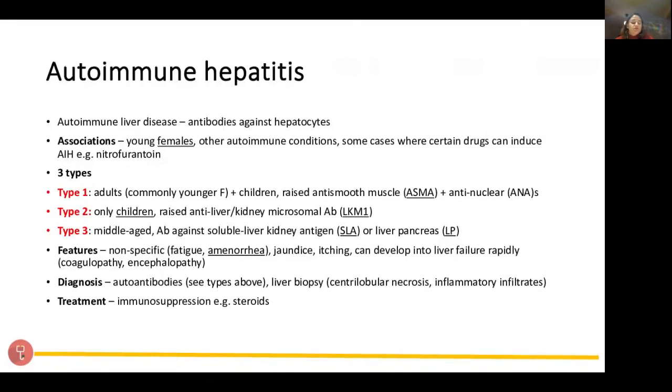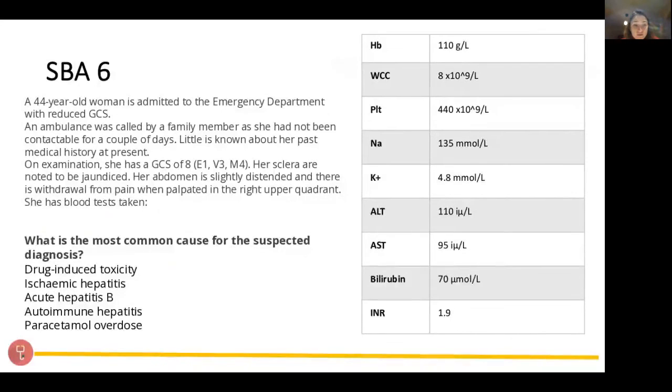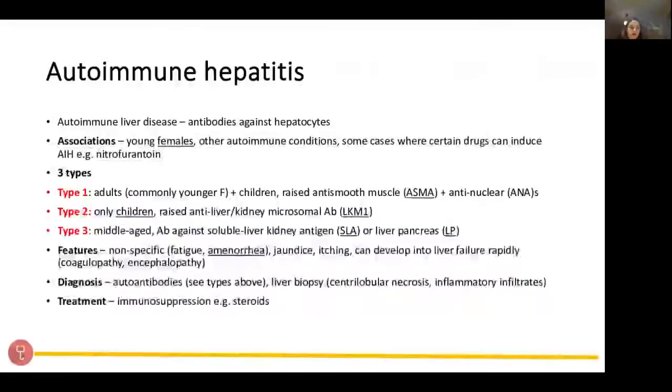How to differentiate from option? Sorry, I just saw a question in the chat. So you wouldn't be able to differentiate. It's a good question, paracetamol overdose from drug toxicity, just from the presentation alone, especially in this patient who is confused and she's not been contactable. She won't be able to give you a history. She won't be able to tell you what she's been taking. But the question was just about what's the most common cause for the suspected diagnosis. The most common cause for acute hepatitis is paracetamol overdose. But you're right, it's difficult to distinguish in the history, absolutely.